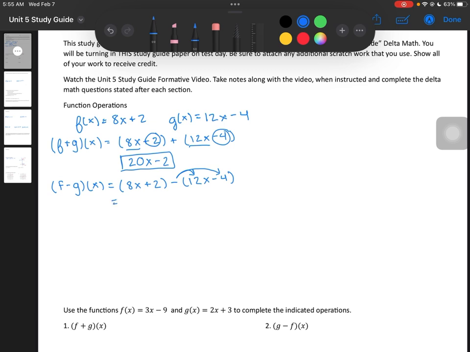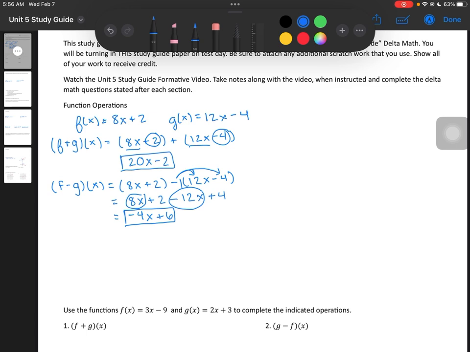So my first parentheses doesn't change at all. The first function stays the same. And then I distribute the negative to everything after that. So negative 1, because we can think about it as a negative 1, times 12x would be negative 12x. And negative 1 times negative 4 would be plus 4. Again, we're going to combine like terms. So 8x and negative 12x is negative 4x. And then 2 plus 4 would be 6. Okay, so order does matter when it comes to subtraction.